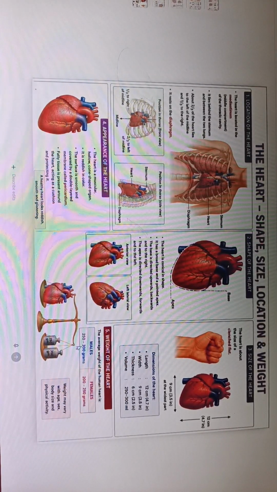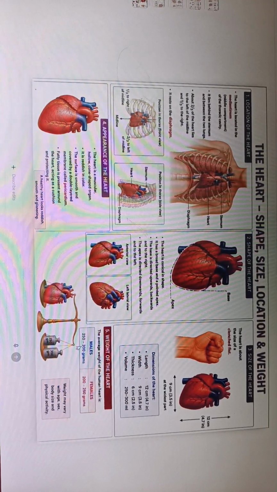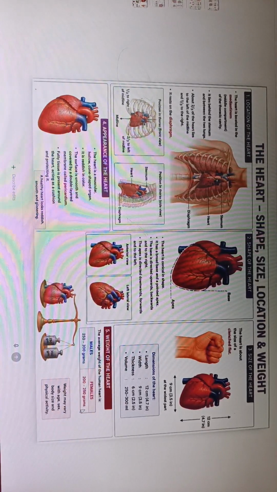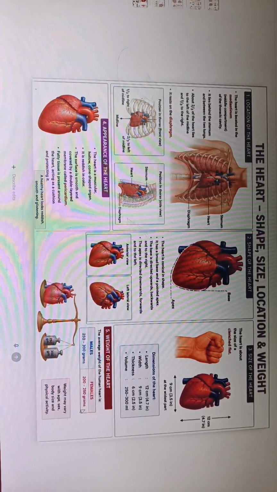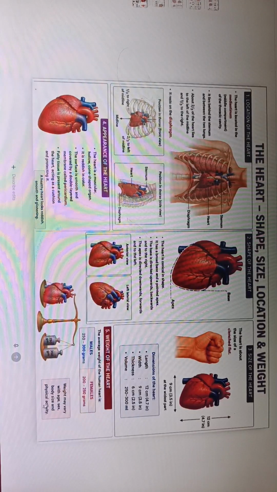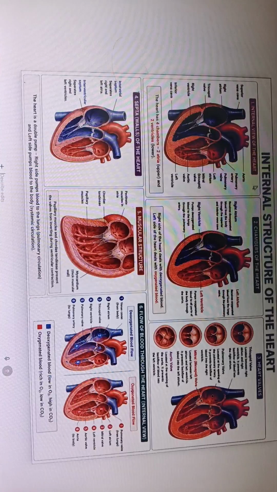Now we will see the weight of the heart. The average weight of the human heart in male adults is approximately 250 to 300 grams. In female adults, approximately 200 to 250 grams. The weight of the heart may vary with age, sex and body size. Now we will see the internal structure of the heart. First we will see the chambers of the heart. This is the right atrium, this is the right ventricle, this is the left atrium, and the left ventricle.